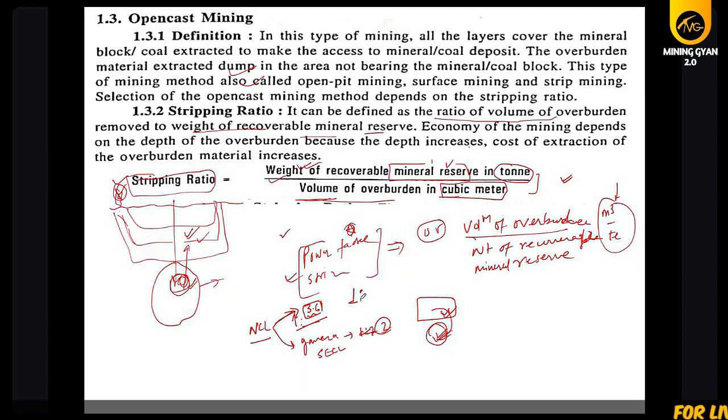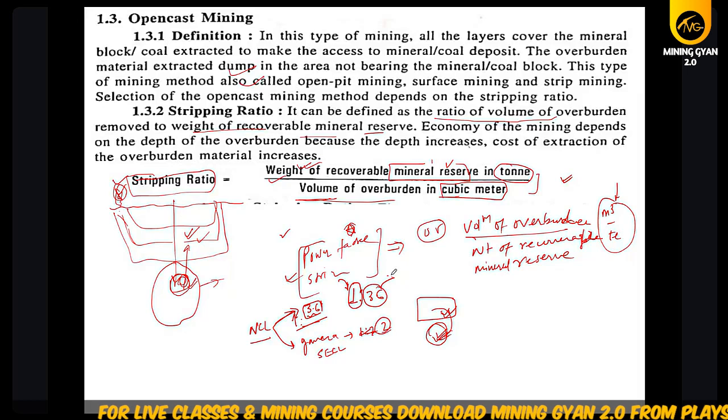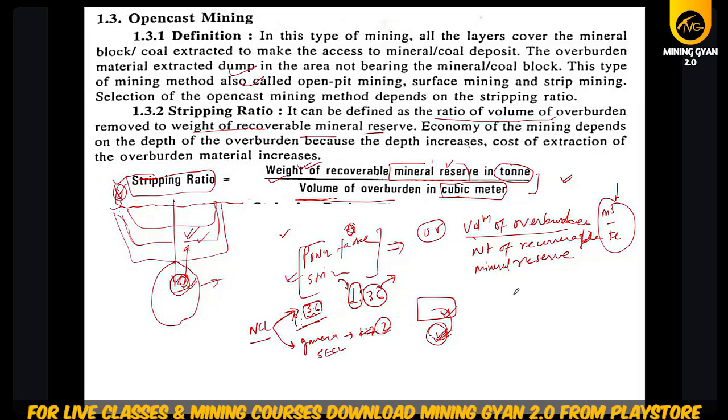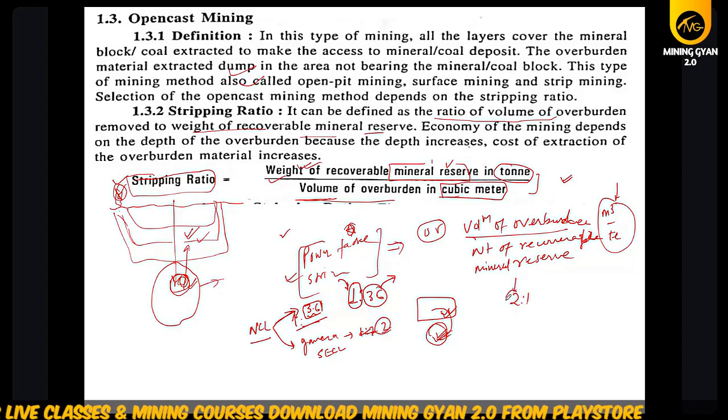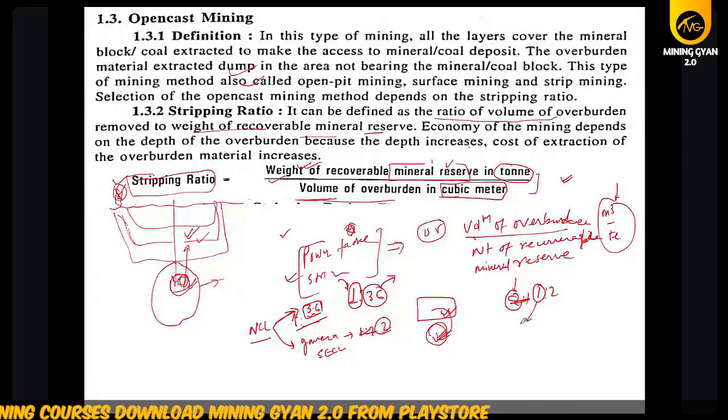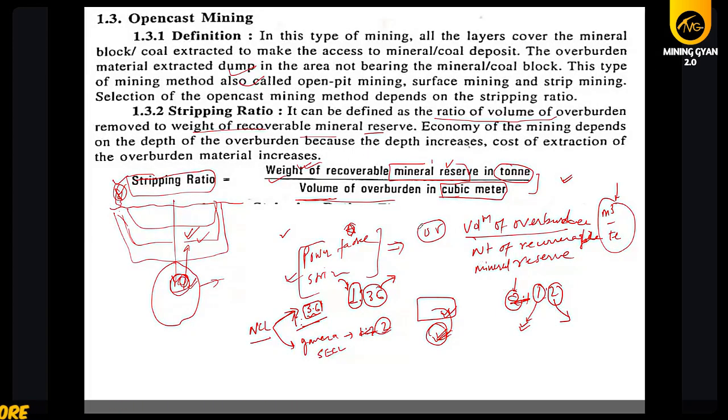If it is written 1:3.6, that means if you want to extract 1 ton of coal, then you have to dig out 3.6 meter cube of overburden. If it is written 1:2, then if we want to extract 1 ton of coal, you have to extract 2 meter cube of OB. Okay, so this is simply what is written in the stripping ratio.